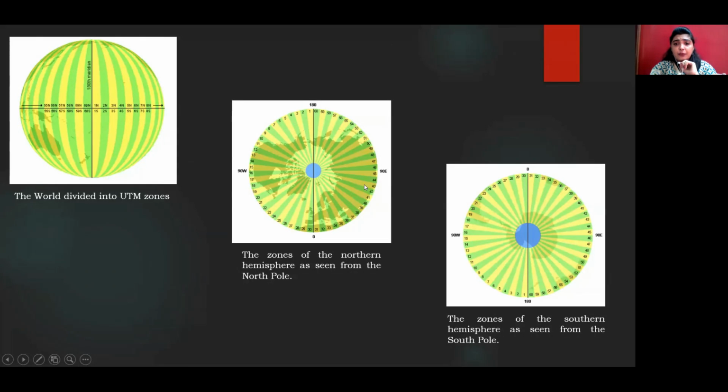And when you look at the North Pole with this UTM projection, the northern hemisphere will be depicted this way, and the zones of the southern hemisphere, when you look at the earth's surface from the South Pole, are shown in this manner. So that's how the UTM projection is there on the map of the earth's surface.